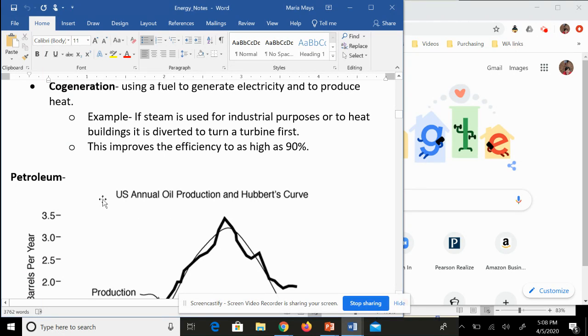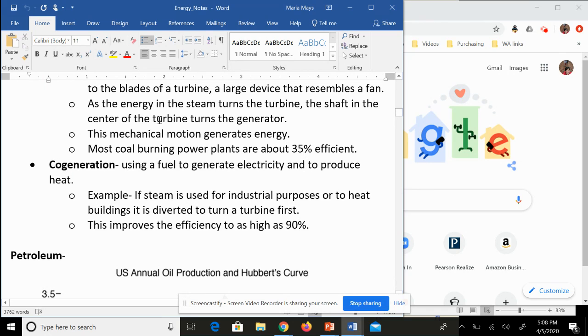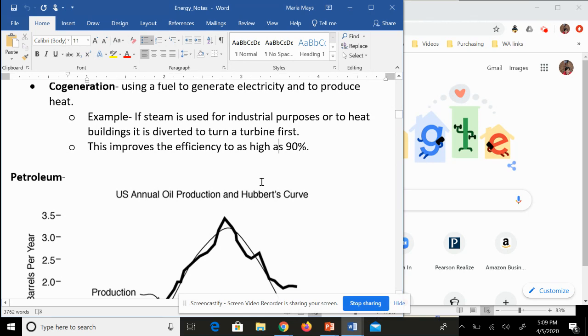Cogeneration is using a fuel to generate electricity and produce heat. So this would be if steam is used for industrial purposes or to heat buildings, it is diverted to turn a turbine first. So basically you are burning something, using it to turn the turbine, and then also using that heat energy to heat a building or for some industrial purpose. This can improve efficiency to as high as 90%, which is huge. Going from 35% here to 90% can really change how much energy we're getting, which means we can overall burn less to do the same amount of work.